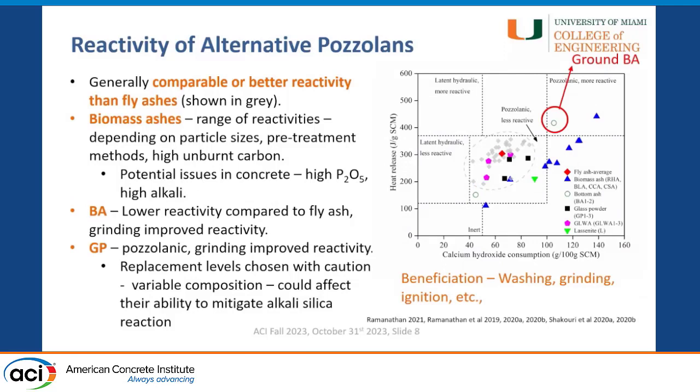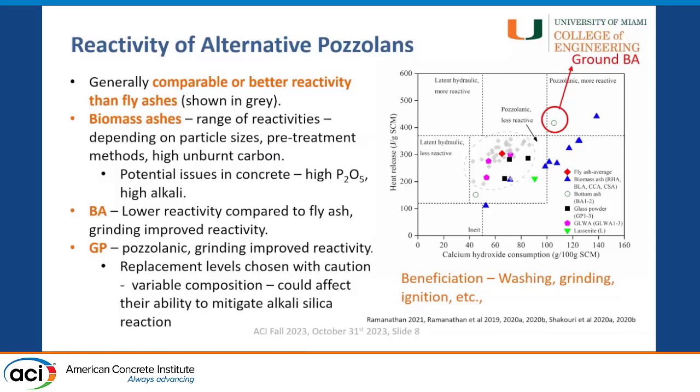So generally, our pozzolan has been traditionally fly ash. So if you look at the grayed out region there, that generally gives you an idea of where the fly ash reactivity lies. We tested about 50 or 60 fly ashes in that region. And we see for the alternative pozzolans that the reactivity is generally comparable to fly ashes, or they have better reactivity than fly ashes depending on how they were processed.